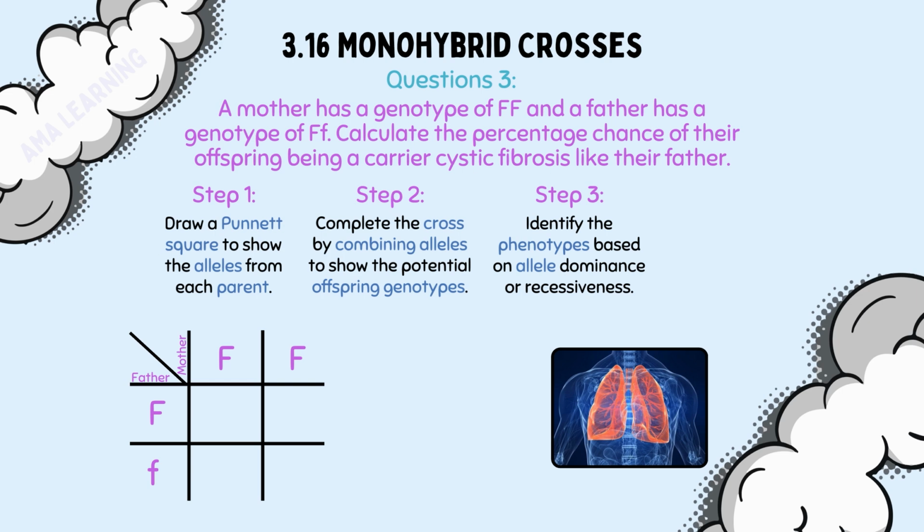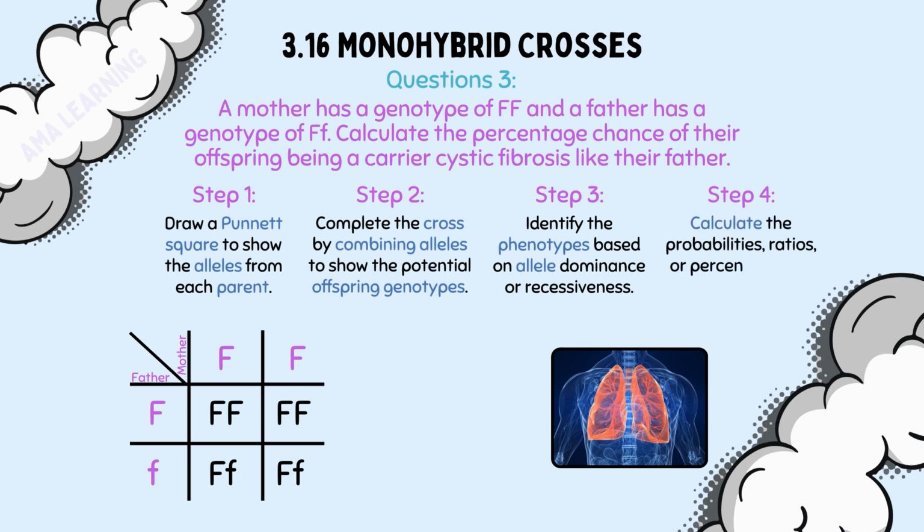The first possibility is two capital F's, which means the offspring will not have cystic fibrosis. The second possibility is one capital F and one lowercase f, which means the offspring will not be born with cystic fibrosis, but they will still be carriers of the gene. Step 4. Calculate the probabilities, ratios, or percentages for each phenotype. This means there is a 50% chance that the offspring will be carriers of the cystic fibrosis allele. Monohybrid crosses help us analyze the inheritance of traits using tools like Punnett squares. By calculating probabilities and ratios, we can predict the likelihood of traits being passed to the next generation.